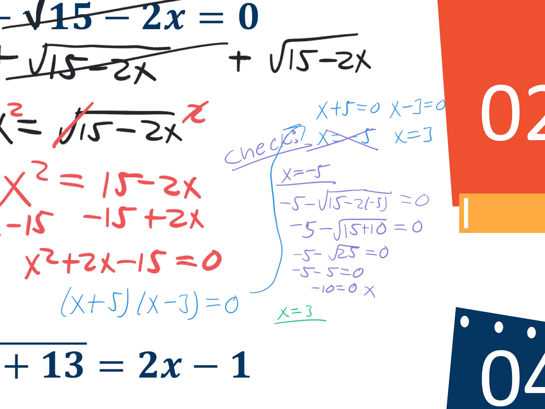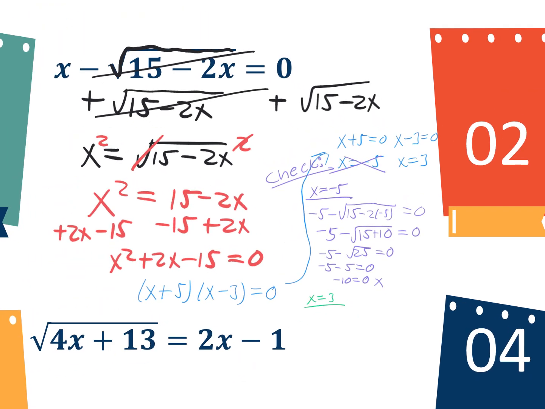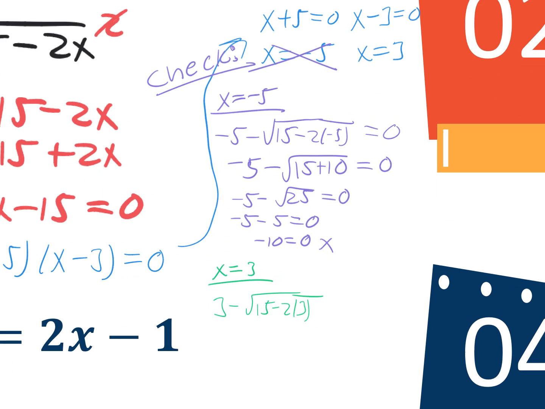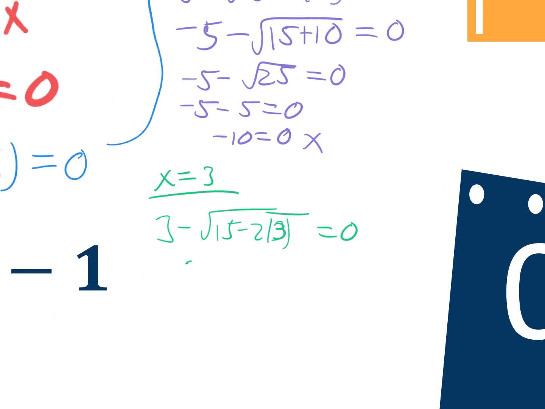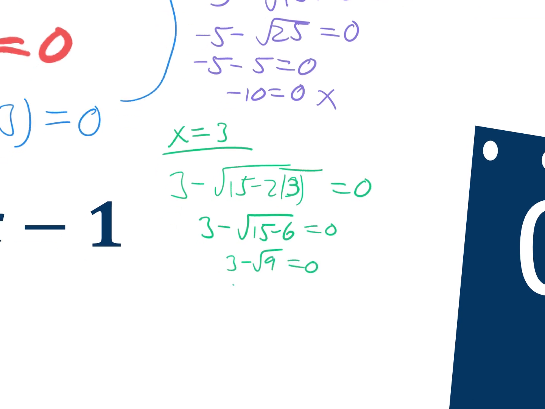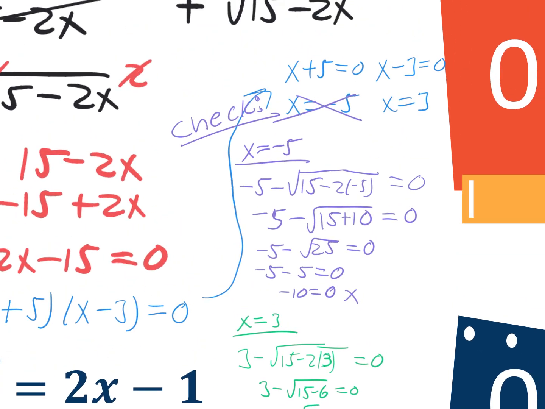All right, plugging in a 3 everywhere that you see an x should give you 3 minus the square root of 15 minus 2 times 3 equals 0. And we should get 3 minus the square root of 15 minus 6 equals 0. And we get 3 minus the square root of 9 equals 0. And then we get 3 minus 3 equals 0. All right, and now this is a true statement, right? 3 minus 3 is 0. And we get 0 equals 0. This is true.